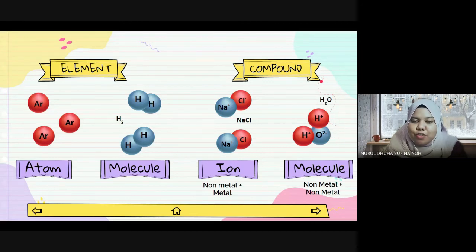So I will give you another example of a molecule element, which is Cl2, the combination of one atom of chlorine with another atom of chlorine. So it will produce one molecule of chlorine gas, which is categorized as a molecule element. Do you understand?